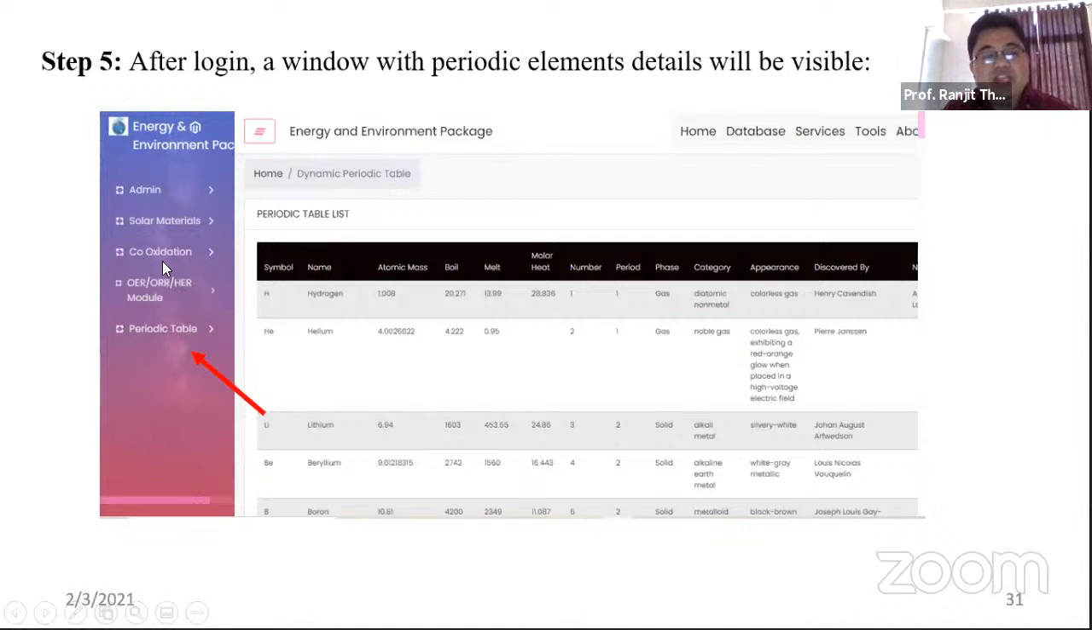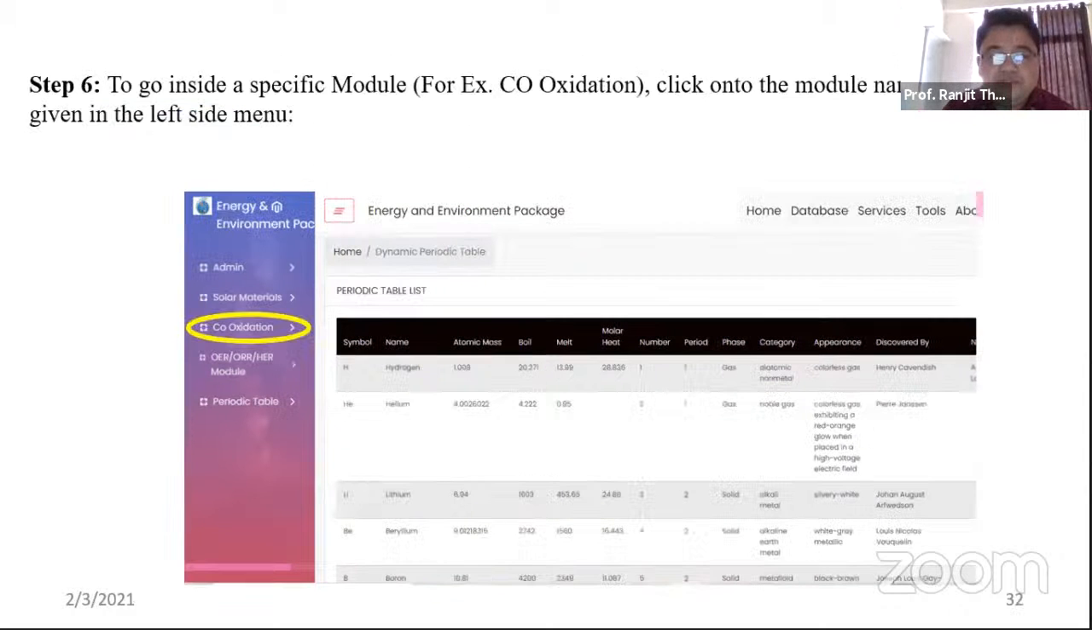If you click on any of these, C oxidation or OER, we are trying to add materials one by one here. We are very low in numbers, maybe around 100. If you click to get a specific module, you will get which catalysts follow which type of reaction, whether it is Sabatier activity, LH mechanism or ER mechanism. A lot of information you will get in our database. So this database is slowly growing.